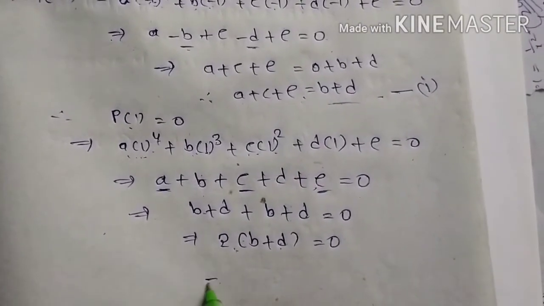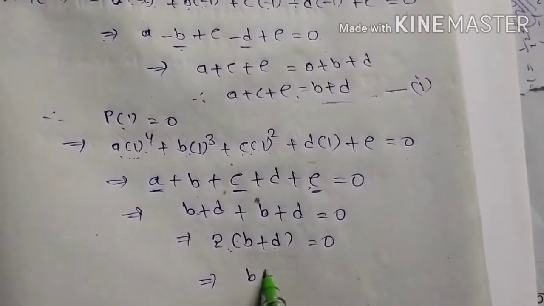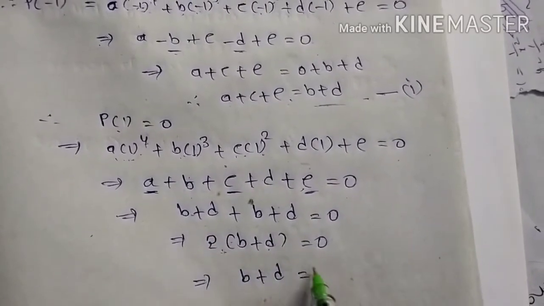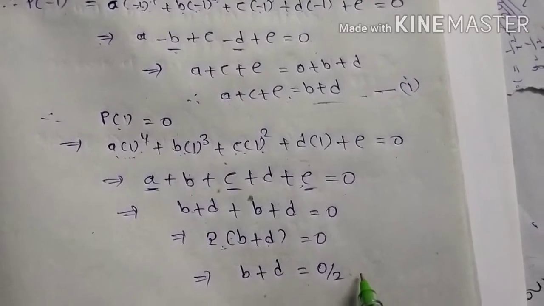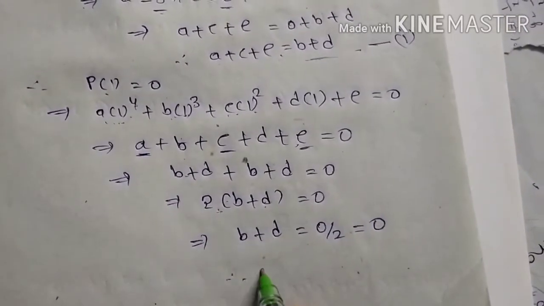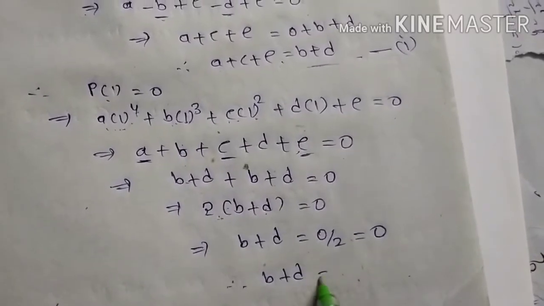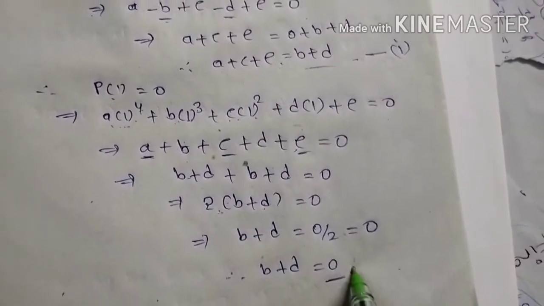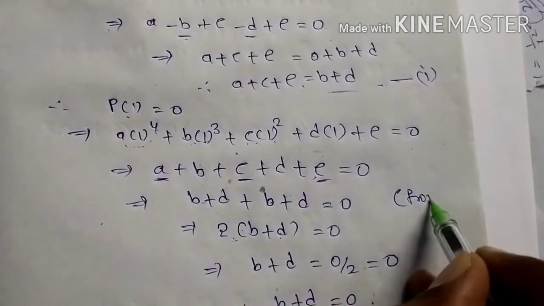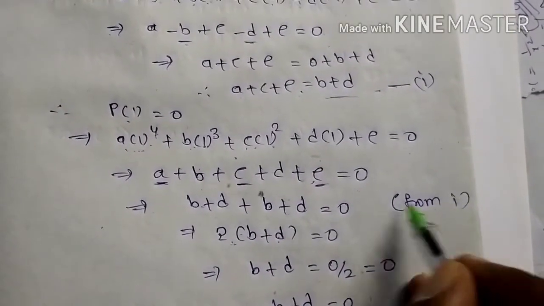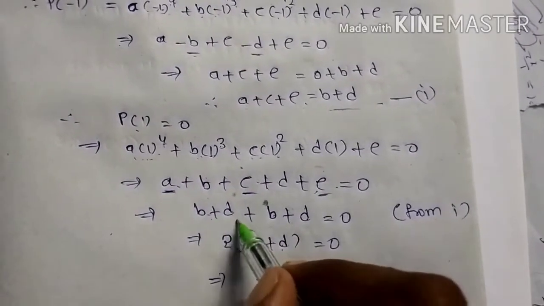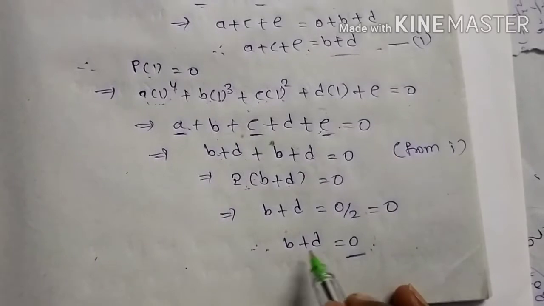That means can I write here b plus d is equal to, if I am transposing 2 to the RHS, can I write 0 by 2, or not? Yes or no? That means 0 by 2 means it is 0, or not? Therefore I will write here b plus d is equal to how much? 0. Yes or no? In the brackets you can write here from 1. From 1 I have written here a plus c is equal to b plus d. See here how much you got here, b plus d is equal to 0.